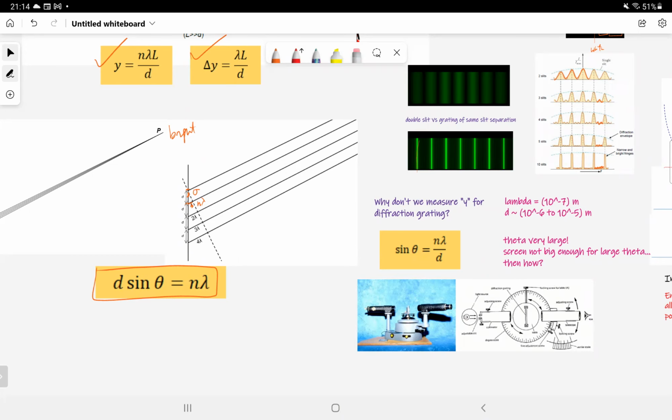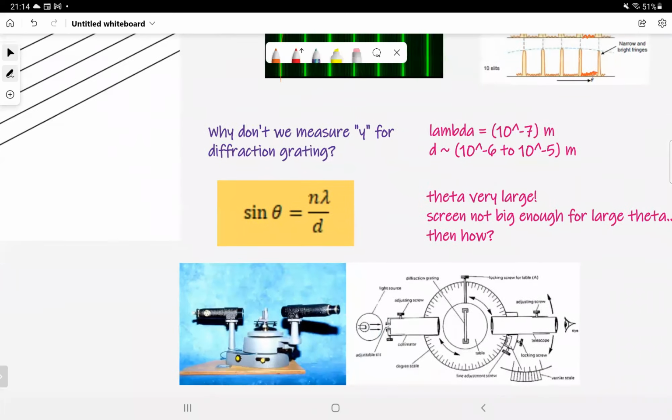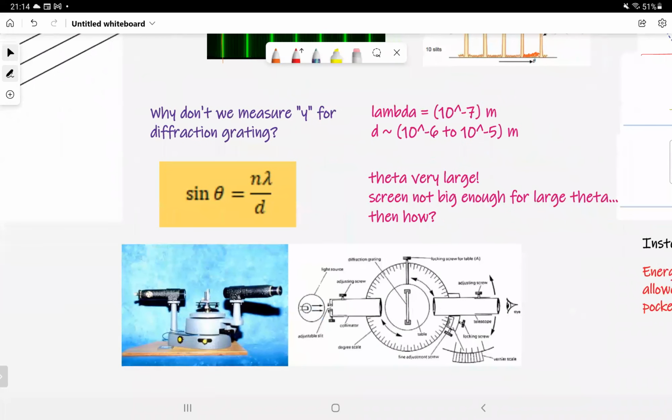When d is very small, we will end up getting theta which are large. Because, let's say this is 10 to the power of minus 7. And this 10 to the power of minus 6.